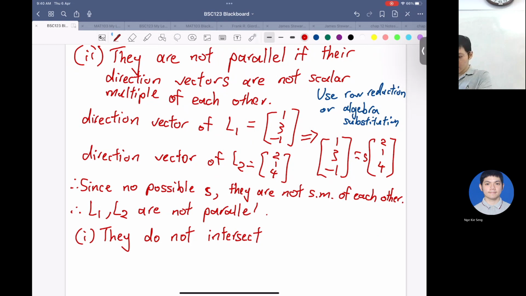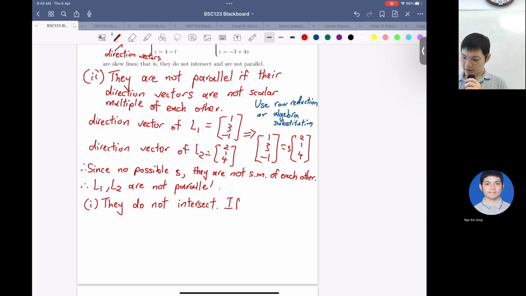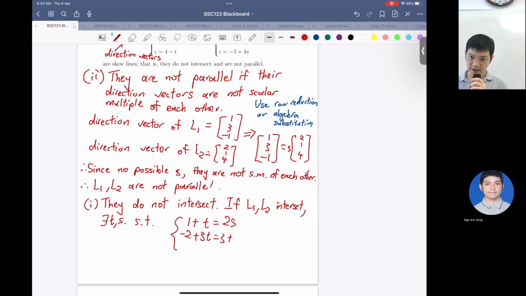Okay, so next, how about intercept? Just now we said that we want to make them meet. Make them meet, so make them equal. So if L1, L2 intercept, which means there will be s, t such that s equals to 2t minus 2 plus 3t equals to 3 plus s, 4 minus t equals to 3 plus 4s.